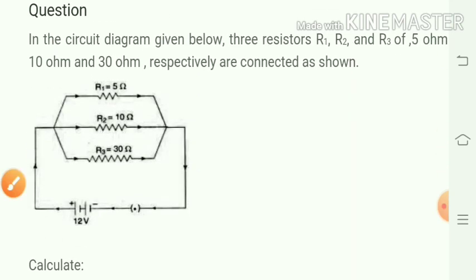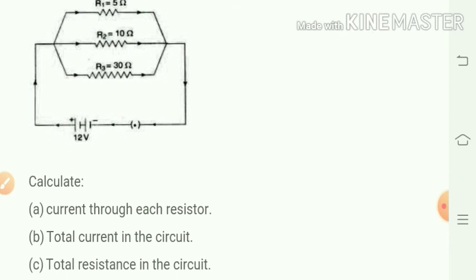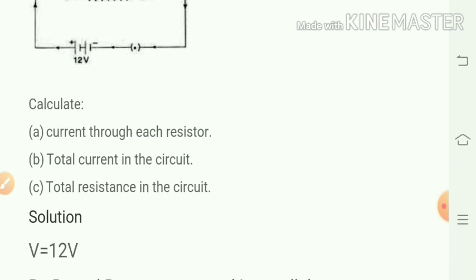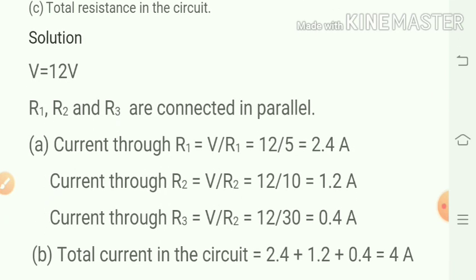In the given circuit diagram, the resistors R1 = 5 ohm, R2 = 10 ohm and R3 = 30 ohm are connected as shown. Now, we have to calculate the current through each resistor, the total current in the circuit and the total resistance in the circuit. In this diagram, we can see that the resistors are in parallel combination. So now we will see the solution.